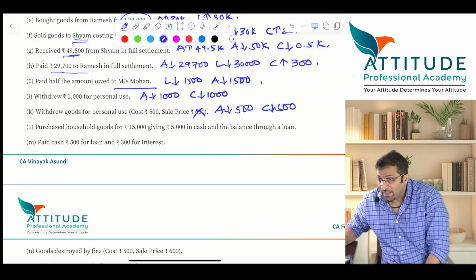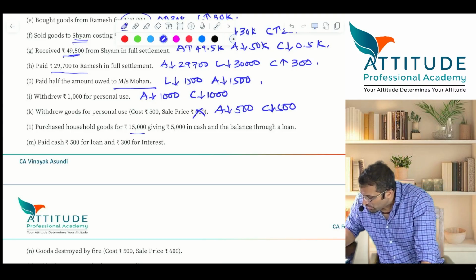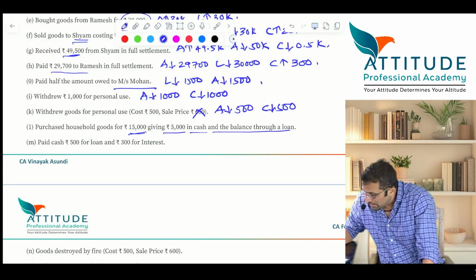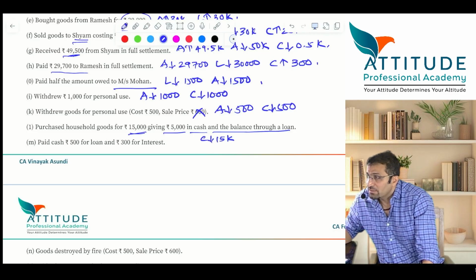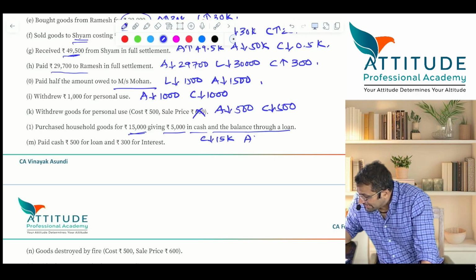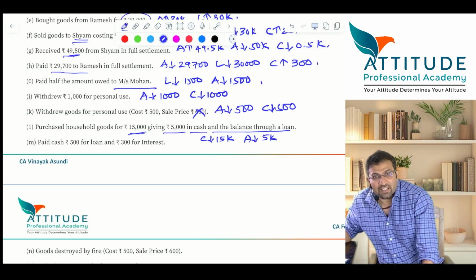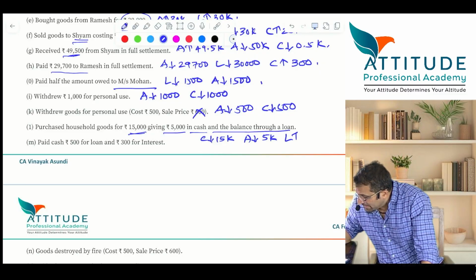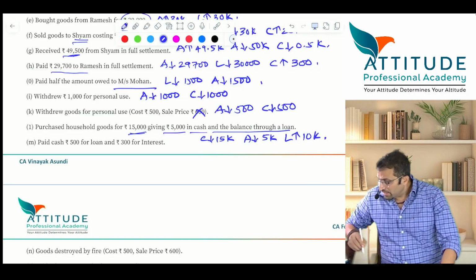Purchased household goods for 15,000. This is interesting. Purchased household goods for 15,000, giving 5,000 in cash and the balance through a loan. Now tell me. Wait a minute. Capital reduces by 15k, 15,000. Asset reduces by 5k. Remaining, you have taken a loan. Liability increases by 10k, 10,000. Understood? So this is done.